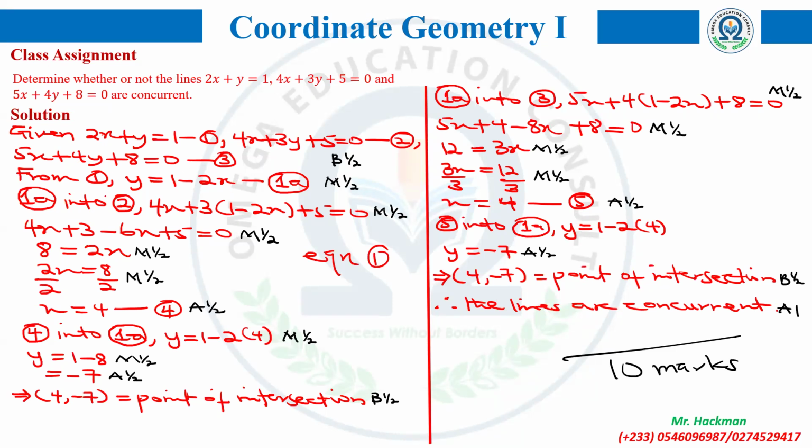So from 1, I'm going to make y the subject. I'll maintain the y here because it's positive, then move this one to this side. So that will give me 1 minus 2x. And I will label this as equation 1a.